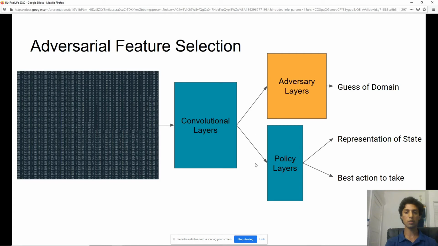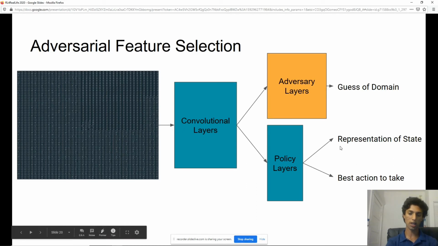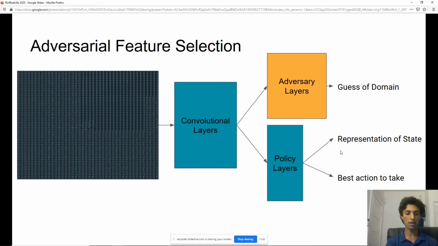And then once we have domain agnostic representation after our convolutional layers, we can pass it to our policy layers, which will then, as earlier, output a representation of the state and the best action to take. Now, at this point, all of the information being passed into the policy layers should be agnostic to domain. So just as it can't magically guess what domain you're in after not having any information to guess based on, this state representation will be domain agnostic as well as best action to take, which means the policy will actually not depend on whether you're on domain 1 or 2, your source or training domain.